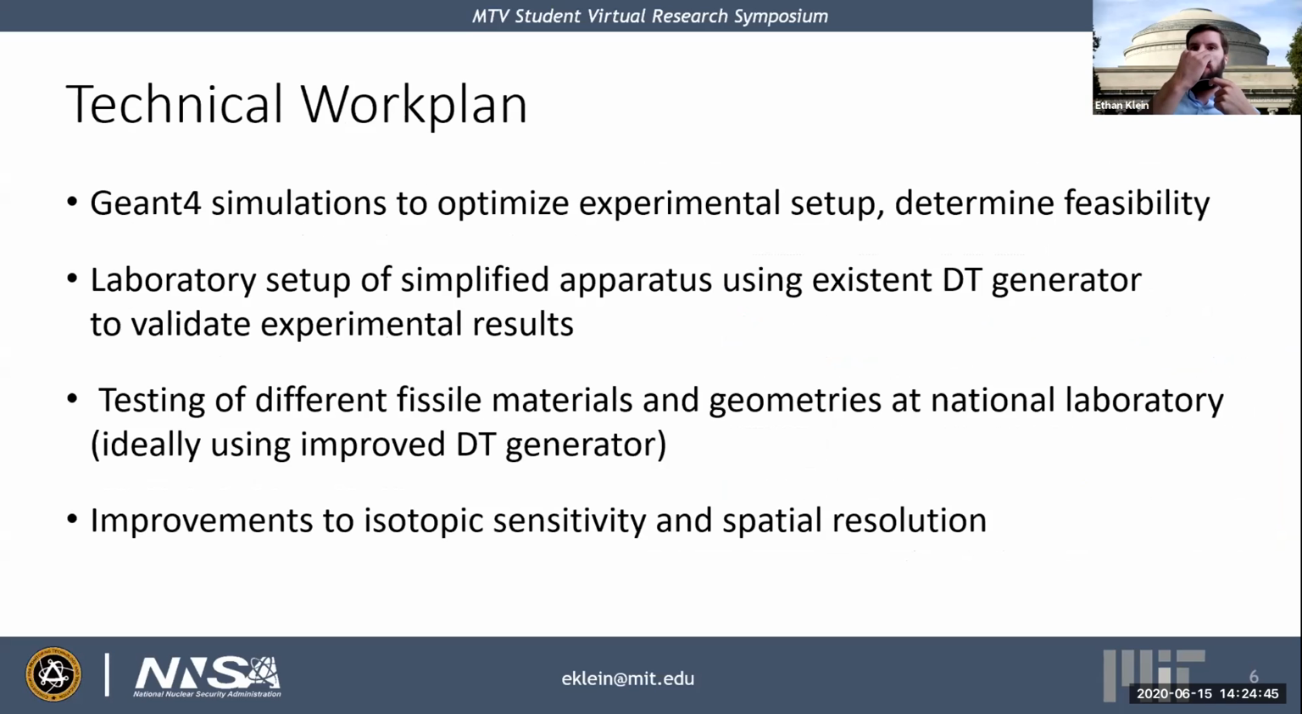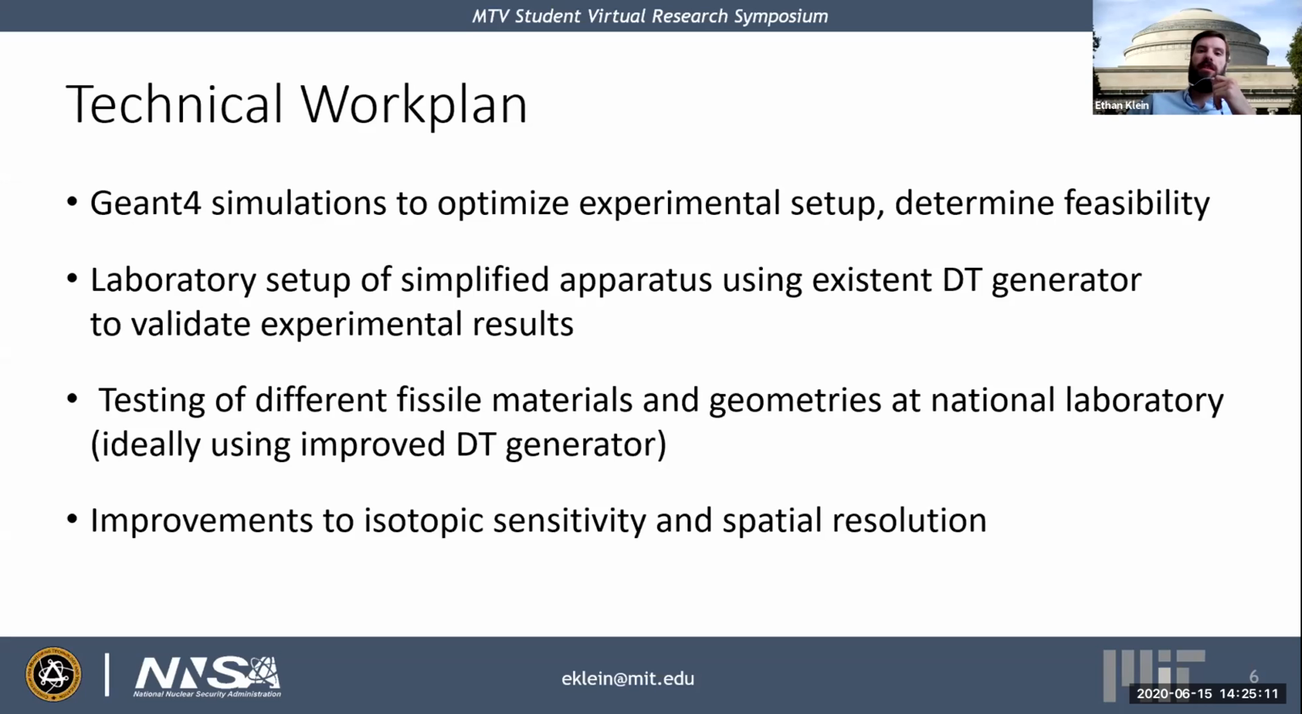So in terms of our technical work plan, it seems we're still stuck in the stage of Geant4 simulations to optimize our experimental setup and to determine true feasibility of this method. Before I left campus, we had done some initial laboratory setup of a simplified apparatus using a DT generator that we already have in our lab vault. And ideally, we would then use that for validating our experimental results.